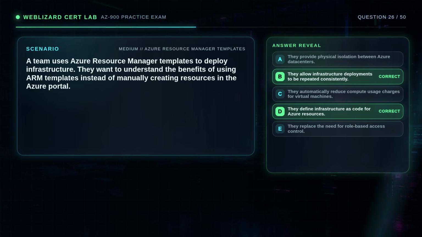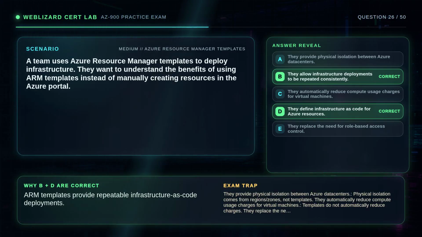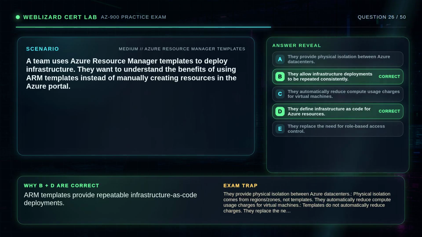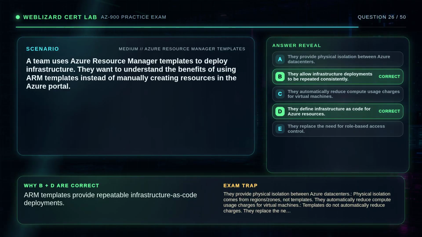The correct answers are B and D. They allow infrastructure deployments to be repeated consistently, and they define infrastructure as code for Azure resources. ARM templates provide repeatable infrastructure as code deployments. They provide physical isolation between Azure data centers. Physical isolation comes from regions/zones, not templates. They automatically reduce compute usage charges for virtual machines. Templates do not automatically reduce charges. They replace the need for role-based access control. RBAC is still required to control deployment permissions. The exam clue is define Azure infrastructure as code so deployments can be repeated consistently.